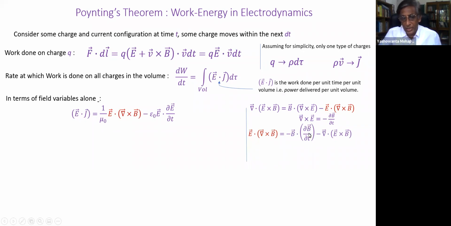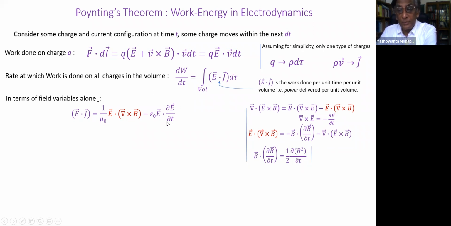So these two terms I can collect together and make the energy, and this term will be in terms of the divergence of E cross B. And I can always express B dot del B by del t as half del B squared by del t.